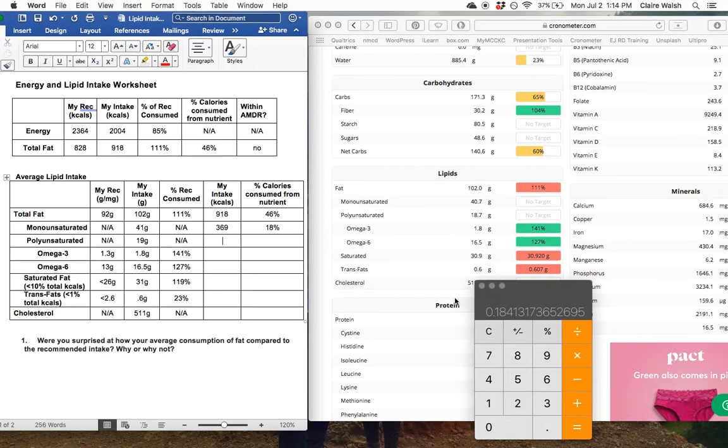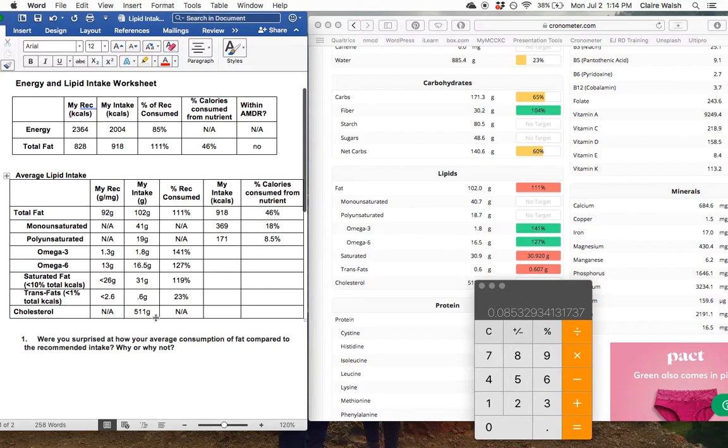Okay, and then polyunsaturated fat, same idea. 19 grams consumed times 9 is 171 calories. And then 171 divided by 2,004 equals 0.085, or if you move the decimal point over, 8.5%. And so on and so forth, all the way down.